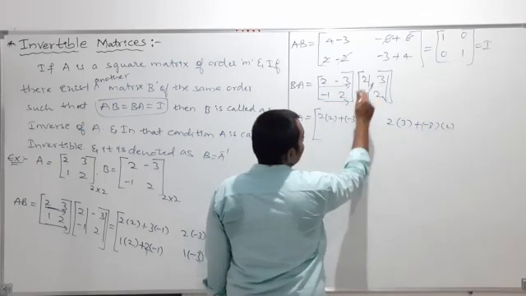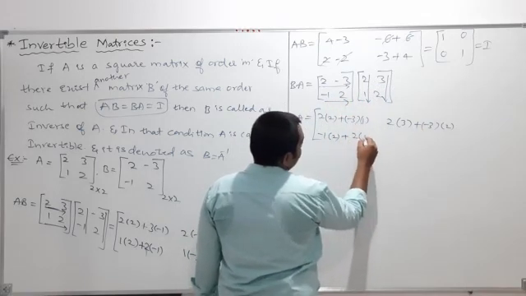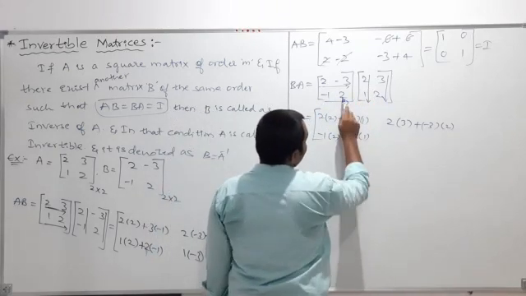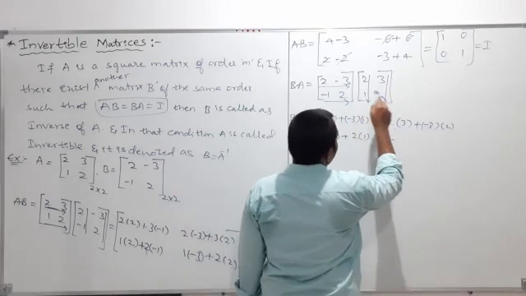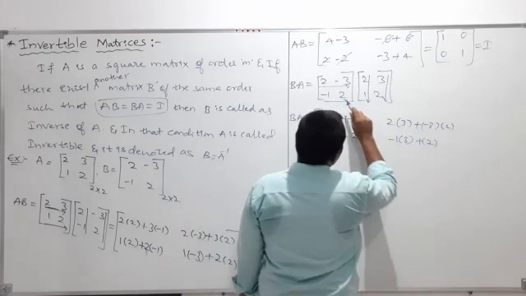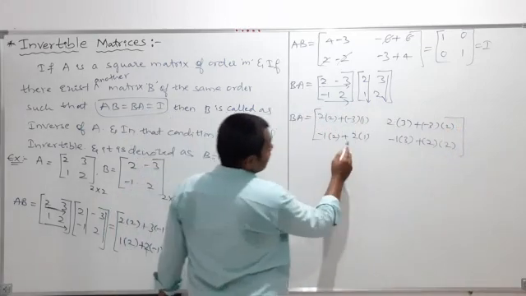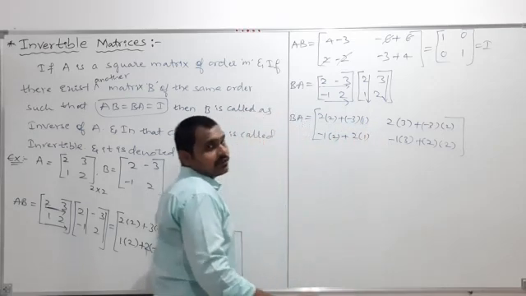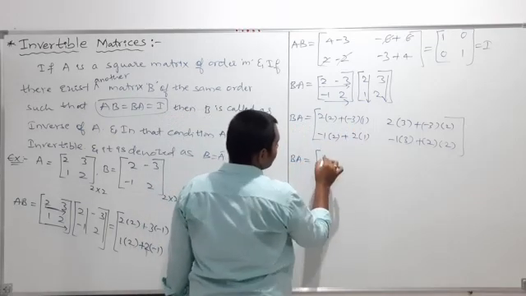And next, second row, first column. Minus 1 into 2 plus 2 into 1. Next, second row, second column. Minus 1 into 3 plus 2 into 2. Clear? Don't be confused. Sometimes I am writing the bracket, here also I wrote the bracket just for the sake of simplification. Clear?